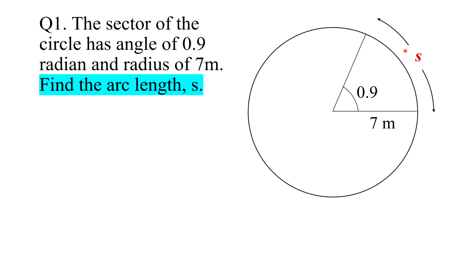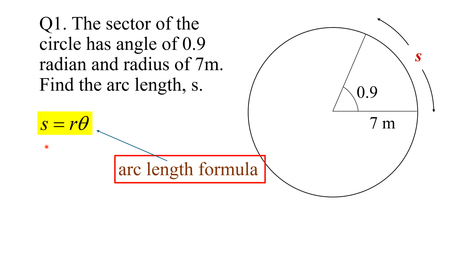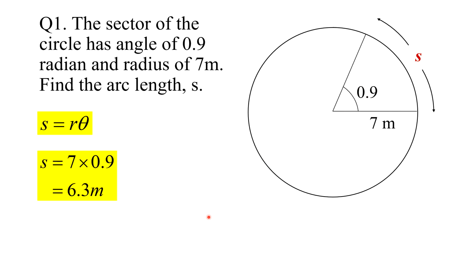This is the arc length S. You can use the formula directly, where arc length equals the radius times the angle. In this case, the radius is 7 meters and the angle is 0.9 radian, and you will therefore get 6.3 meters for the arc length. This formula will only work if the angle is given in terms of radians, not in terms of degrees.